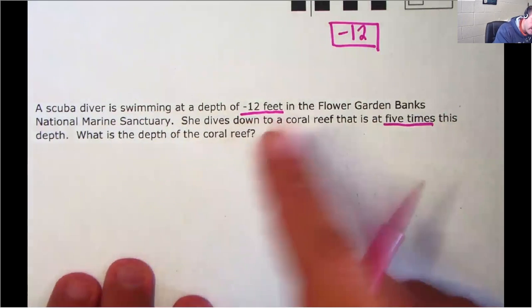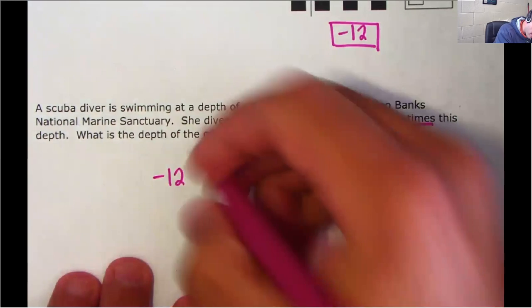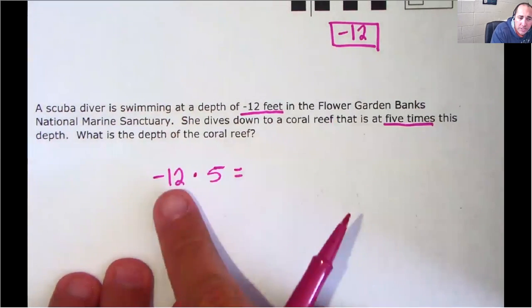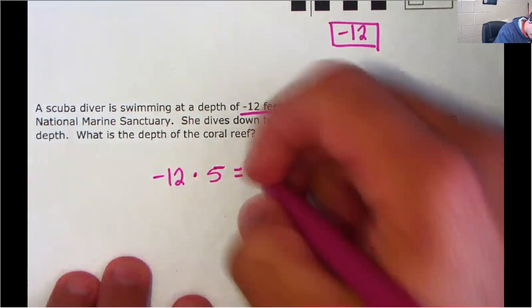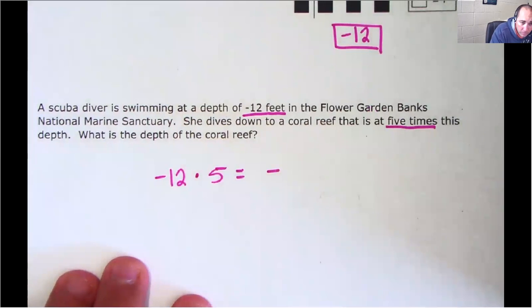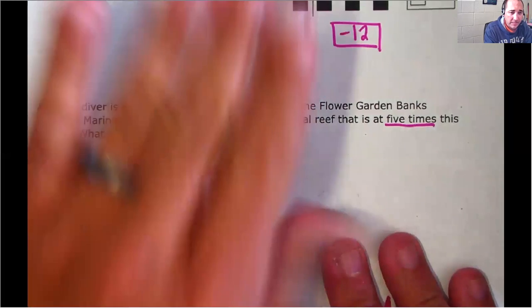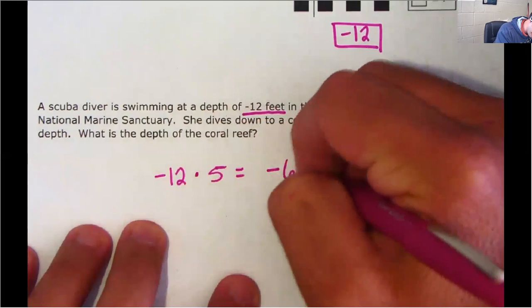Well, guys, it tells us she's at negative 12, and we have to multiply that by 5. Again, the signs are different. So when multiplying or dividing, if the signs are different, your answer is negative. 12 times 5. 12, 24, 36, 48, 60. So this person is at negative 60 feet.